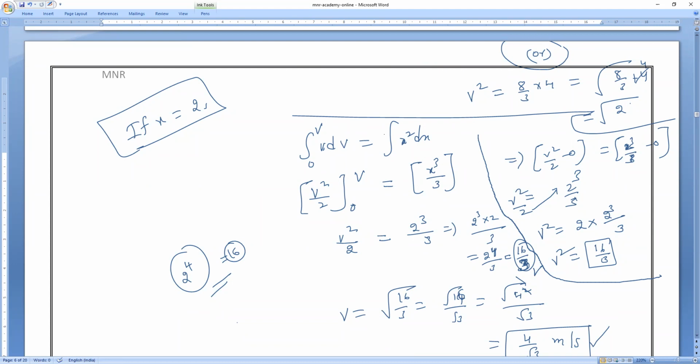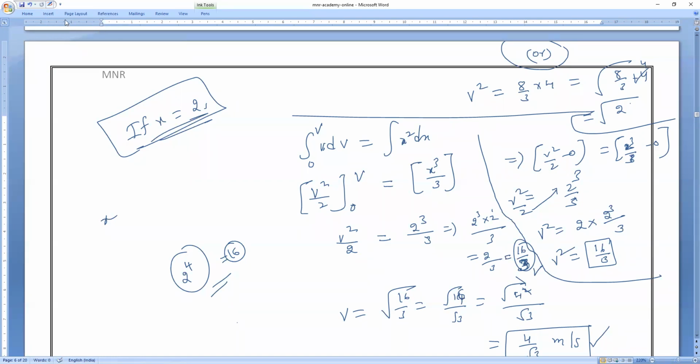This is indefinite integration, so no limits are applicable. So v square by 2 is equal to x cube by 3. The x value, we know that. How much have they given? 2. So 2 cube by 3. Next, the 2 that is in division will come this side and become multiplication. So 2 into 2 cube by 3, which is equal to 2 power 4 divided by 3. So 2 power 4 means 16, divided by 3.